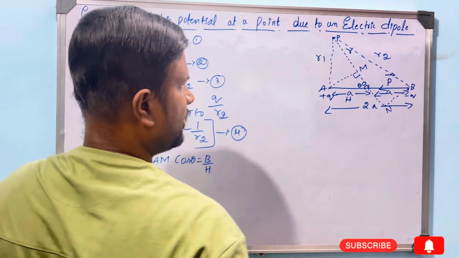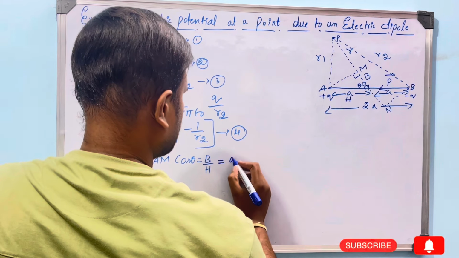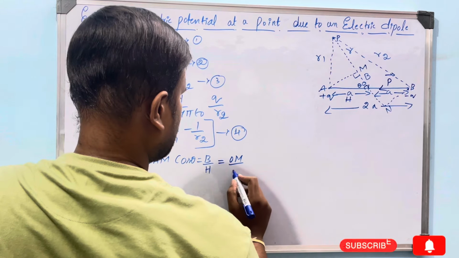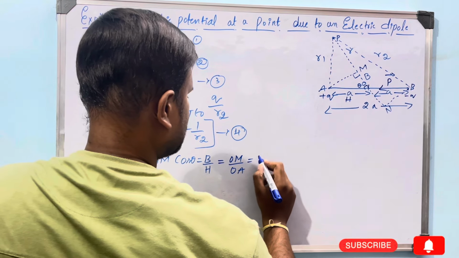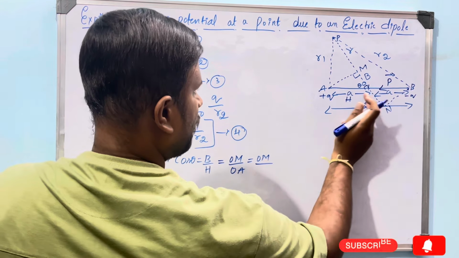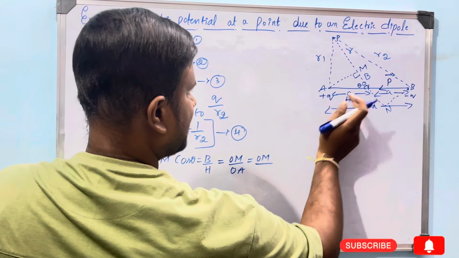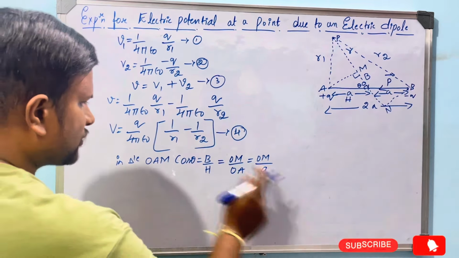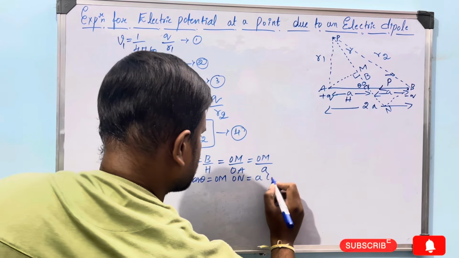Now what is the base? The base is OM, and OM divided by the hypotenuse OA. So cos theta is equal to OM divided by OA. OA can be written as a. Now cross multiply, so a cos theta becomes OM. Similarly here, if you find out, you will get ON also as a cos theta.